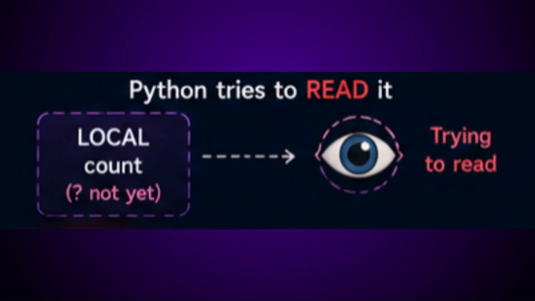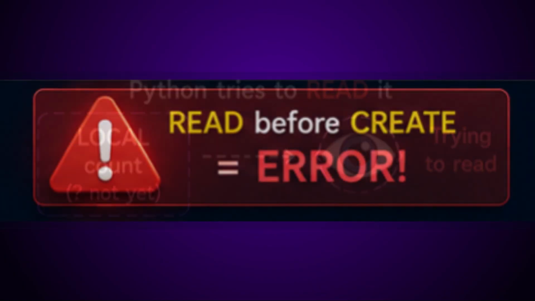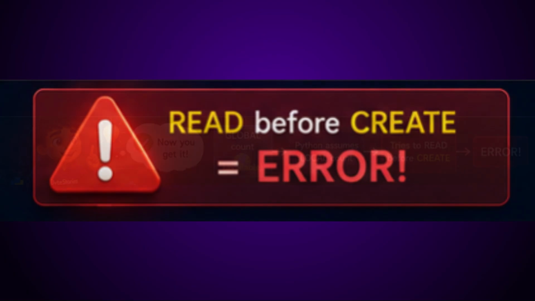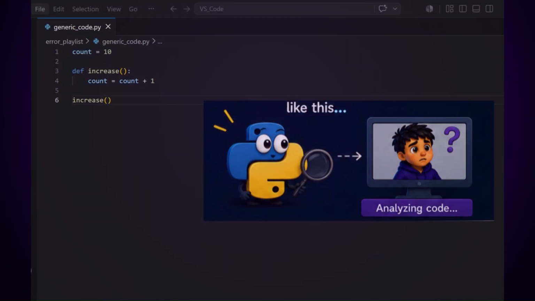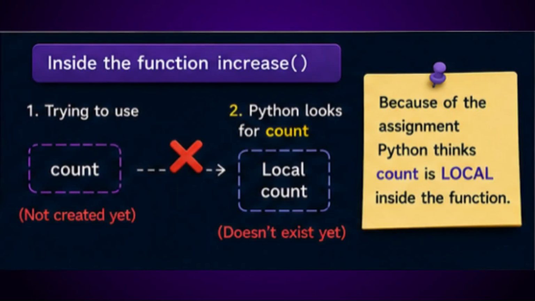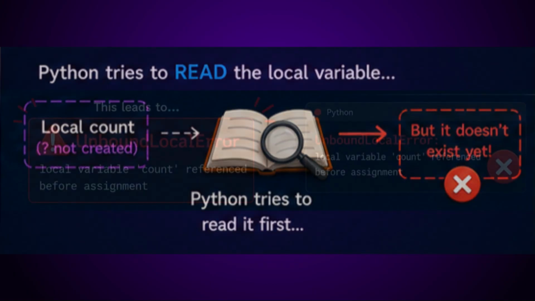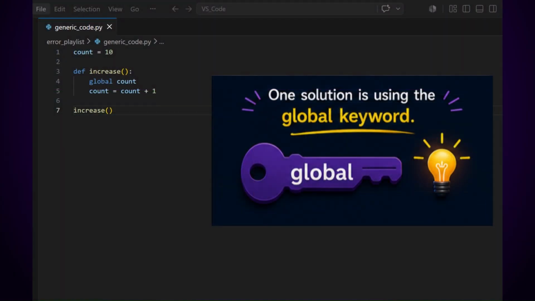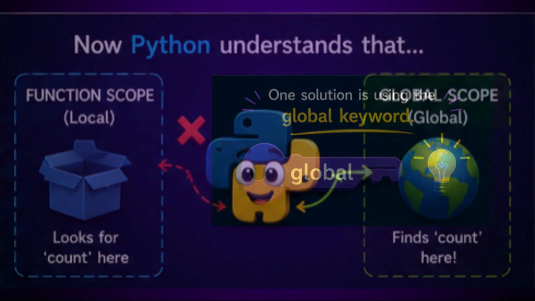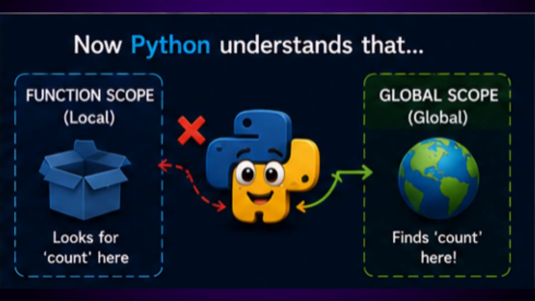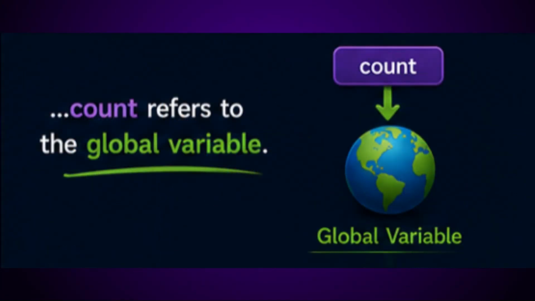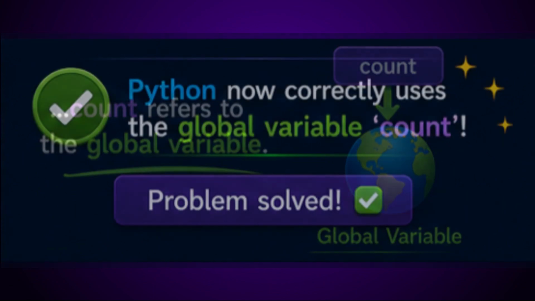But before creating that local variable, the code tries to read it. That creates the error. Python sees this situation like you are trying to use a local variable before it exists. And so it raises an unbound local error. One solution is using the global keyword. Now Python understands that count refers to the global variable.